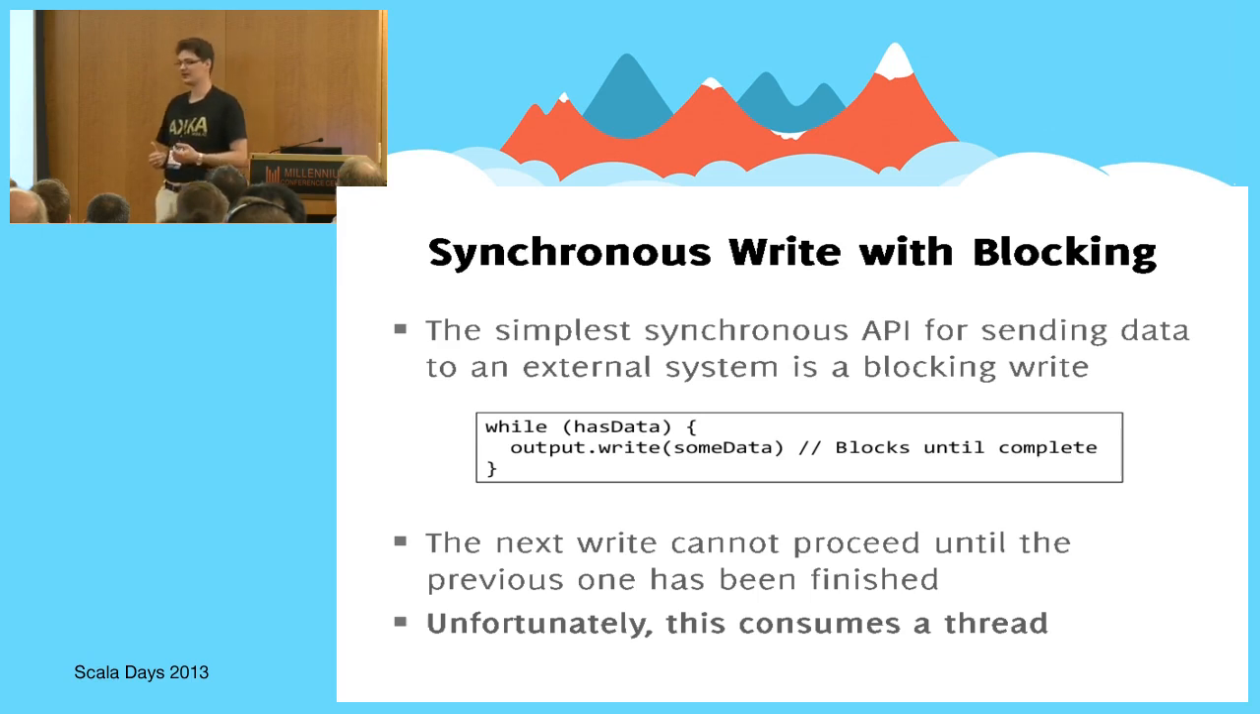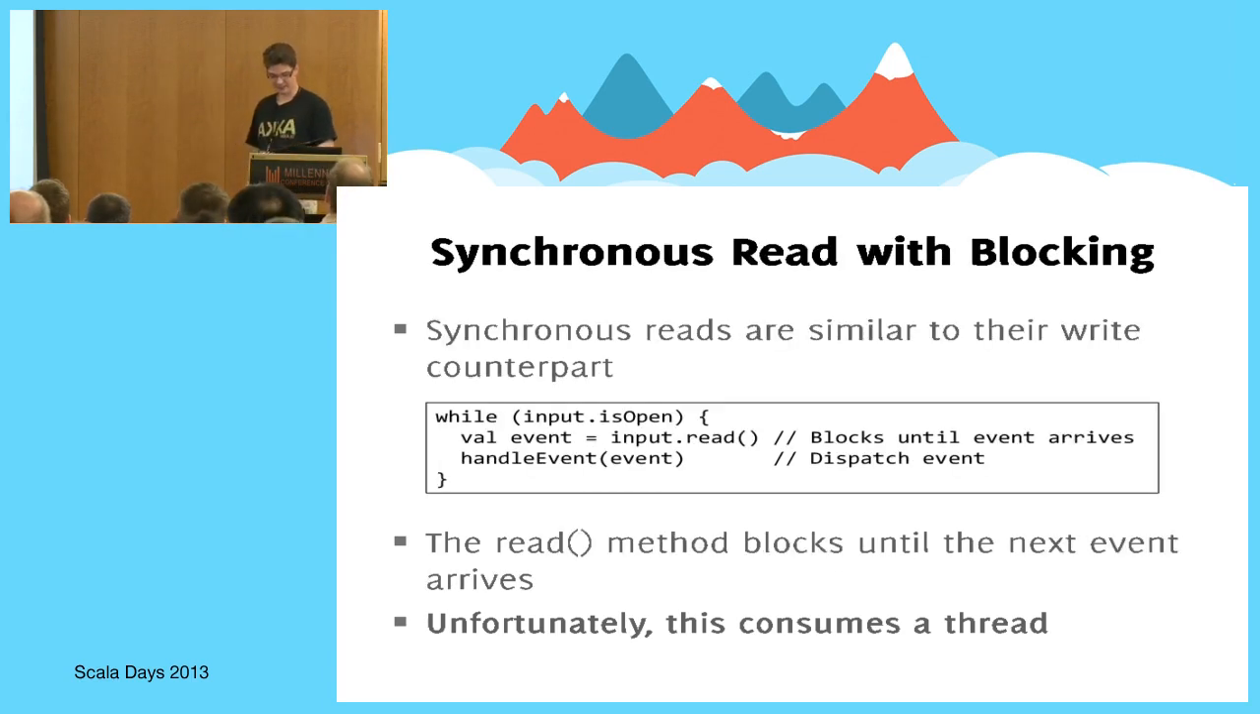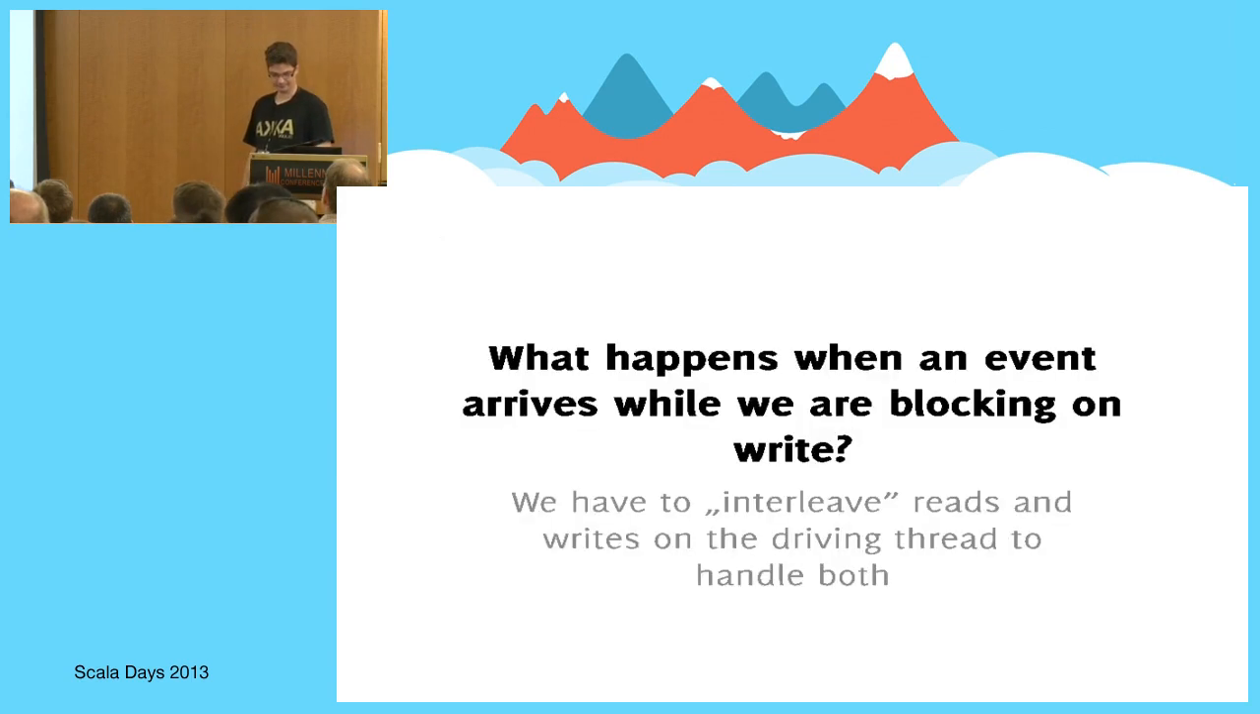Unfortunately, we had to sacrifice a thread. Every time you block, the thread is out of order. It cannot do anything until it is woken up again. So it's a choice. You want to block, you need to sacrifice a thread. Okay, so let's see reads. It's not much different. We actually go and call read on the channel, which blocks us until something actually comes in. And then we progress, we handle that stuff, and then we start again, we block. Problem is the same, we have to sacrifice a thread.